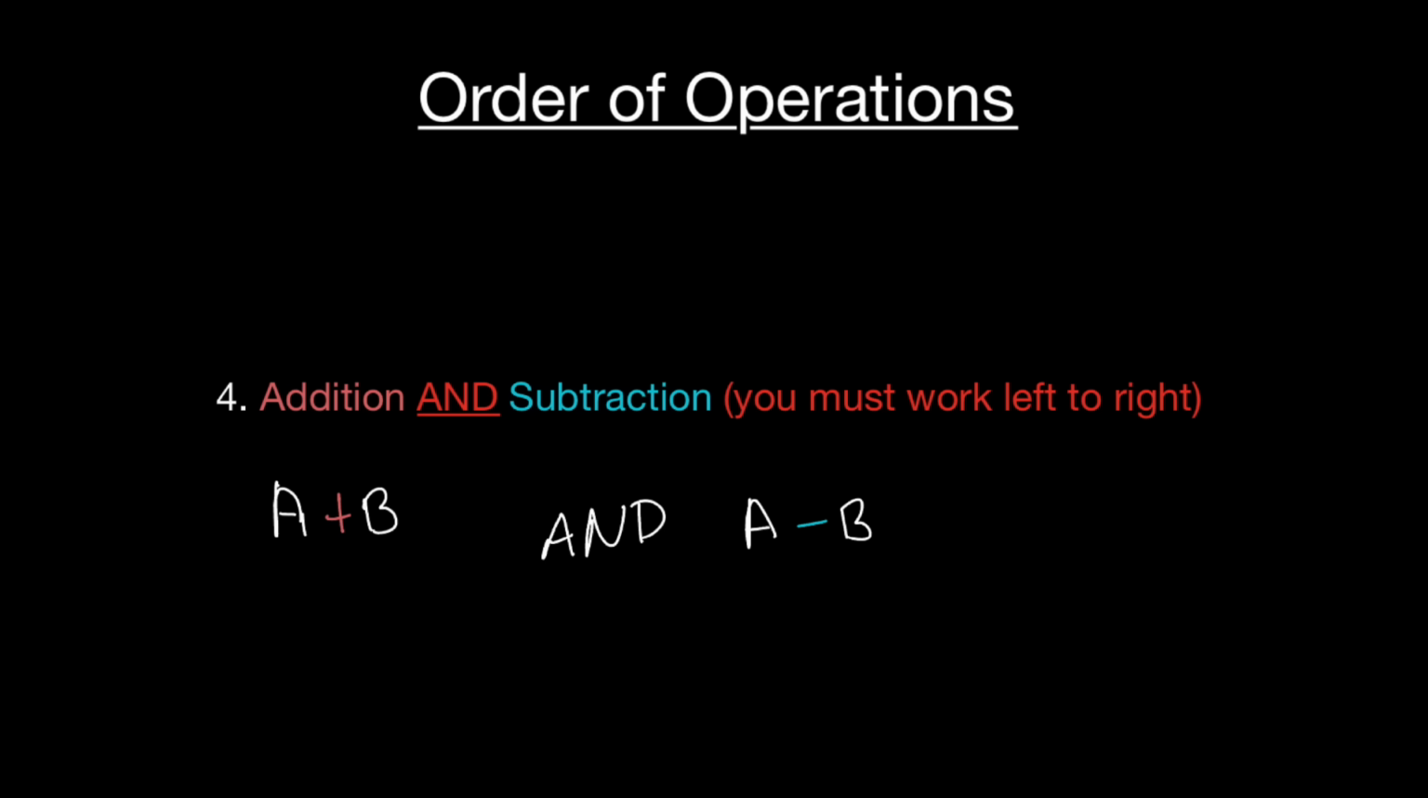The last rule we have is addition and subtraction. This is extremely important as well. These operations are equally important, meaning that you do not always have to solve addition before subtraction, and you do not always have to solve subtraction before addition. Whatever operation is furthest to the left is the very first operation you will need to solve when you are dealing with a problem that has addition and subtraction. We again need to work left to right.